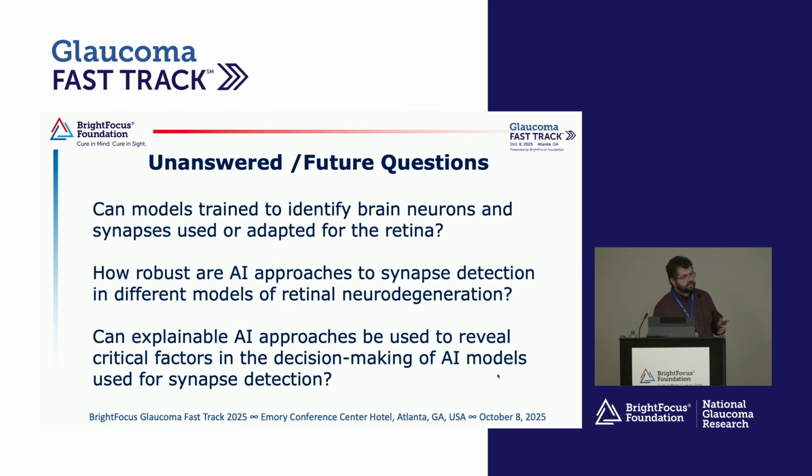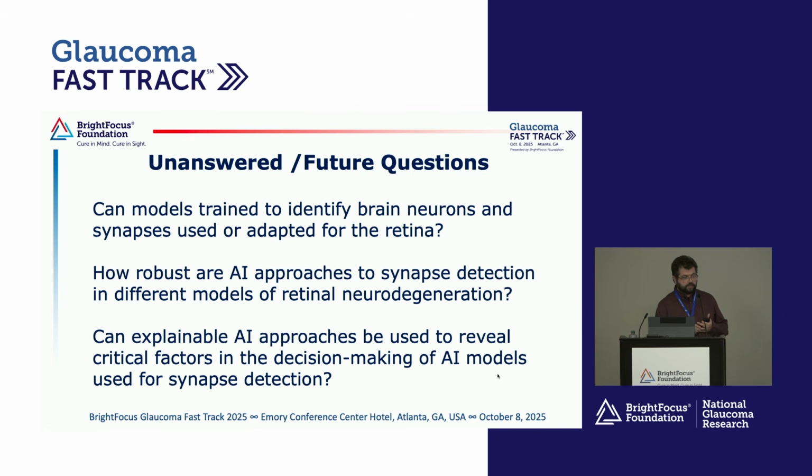A few unanswered questions that eventually our field, like the rest of the connectomic field, has to figure out. One is, can we reuse some of the models that have been developed in the brain for identifying synapses in the retina? For example, a lot of excitatory neurons in the brain are spiny neurons, but we don't have that in the retina, so at least that involves major retraining. Second important thing is how robust are these models that we may train with control data to actually identify data that comes from diseased tissue, like glaucoma tissue.